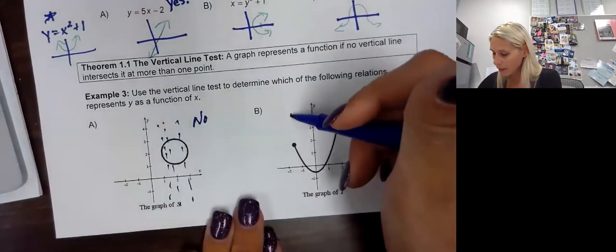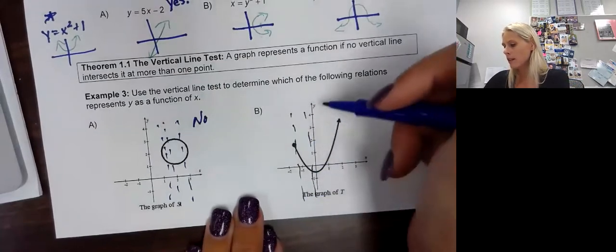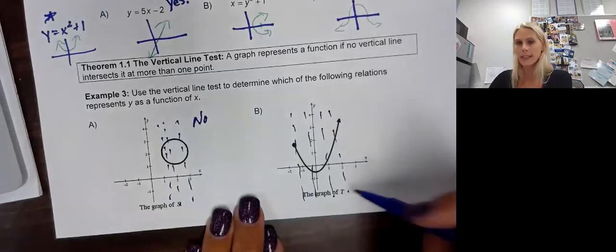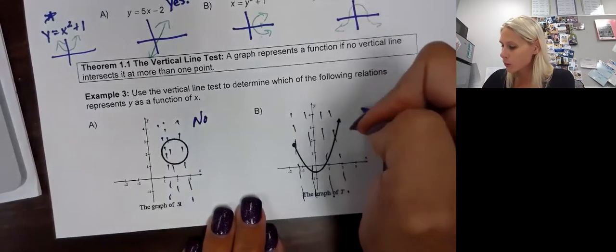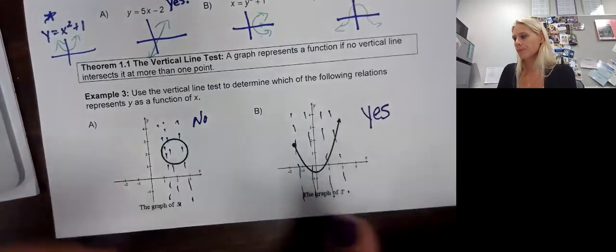Here, if I start making my vertical lines, I'm only hitting the graph once as I go through my vertical lines. So yes, this is a function. Awesome, let's go to the next page.